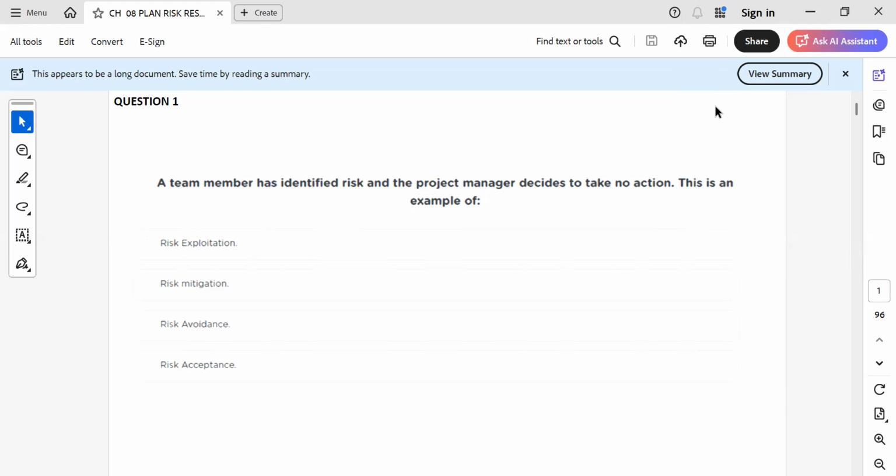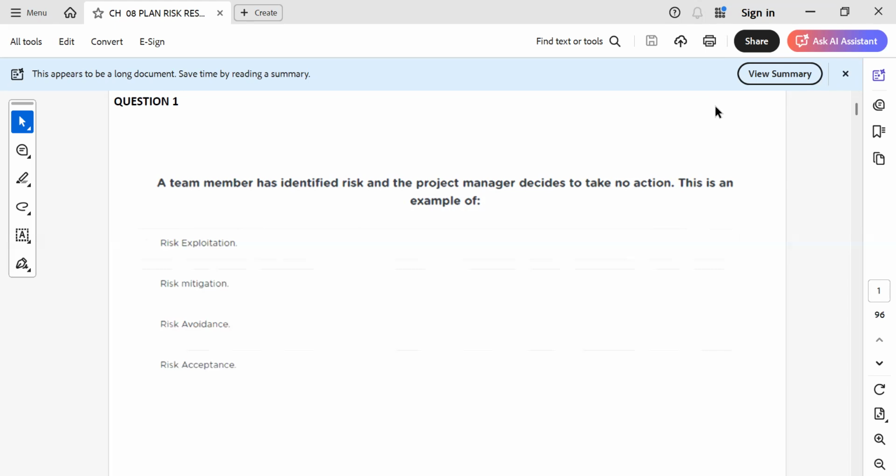A team member has identified a risk and the project manager decides to take no action. This is an example of risk exploitation, risk mitigation, risk avoidance, or risk acceptance. So the project manager decides to take no action. If it is no action, then I think he is avoiding the risk.